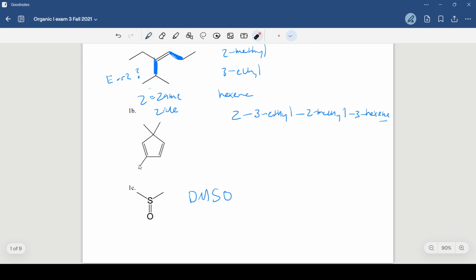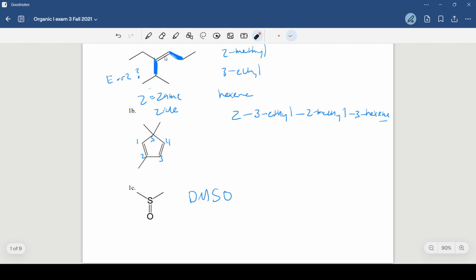So now we have to consider the methyl substituents. If I go from here, the number is going to be lower for this methyl than if I go this way. So I'm going to start from 1, 2, 3, 4, 5. The reason I started from here instead of up here is because the double bond has priority. I want to put the double bond on 1 rather than on 2, because the double bonds have priority over the methyl substituents.